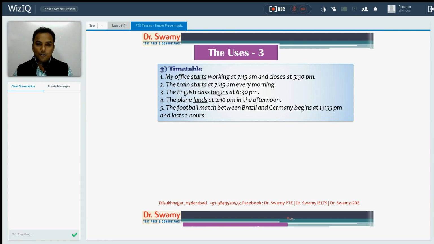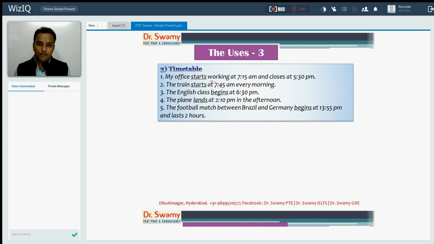Simple present tense is also used to talk about actions which are fixed and which happen regularly at specific timings, as a part of some schedule, as a part of some timetable. And there are several examples that are given here. The first one is "My office starts working at 7:15 a.m. and closes at 5:30 p.m." So this is a timetable.